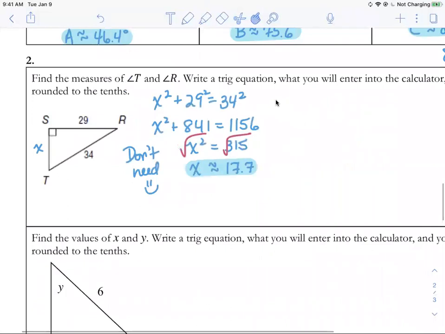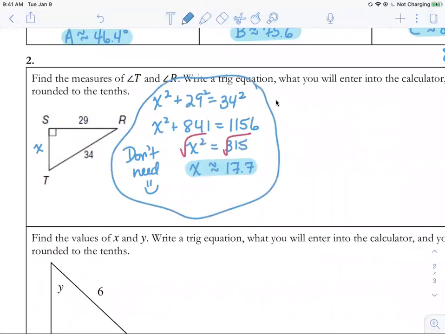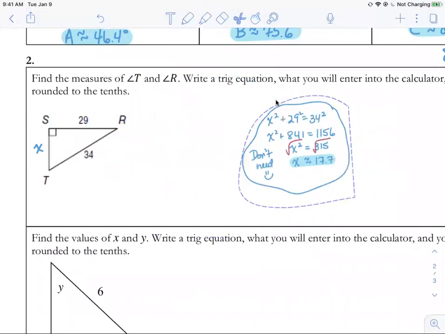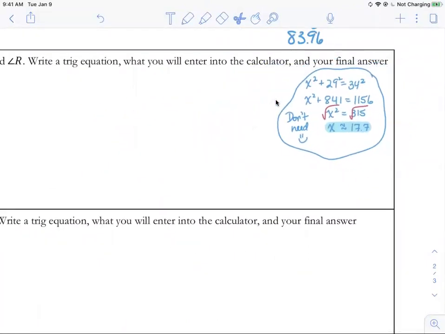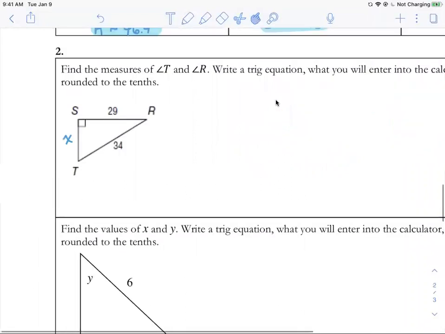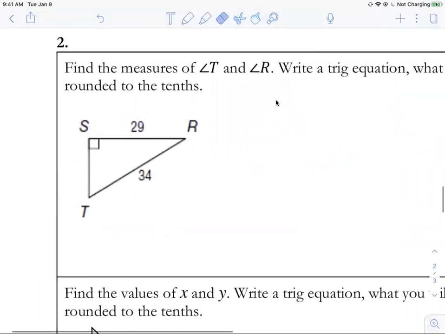Okay, so let me take that and shrink it down over here on the side since I didn't even ask you to do that on this problem. All right, find the measures of angle T and angle R.